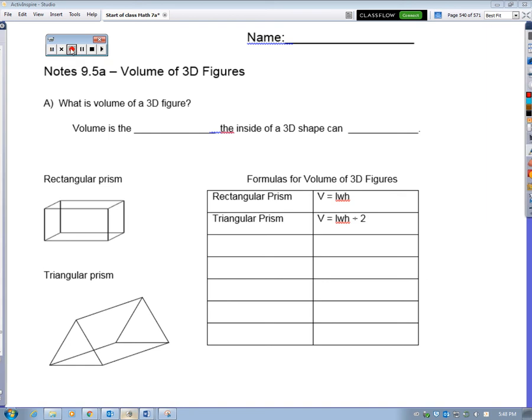Alright, my little math friends, we are back with more of Chapter 9. We got two more sections left for Chapter 9, 9.5a, 9.5b. We're going to be talking about the volume of 3D figures. Okay, we're done with surface area now.